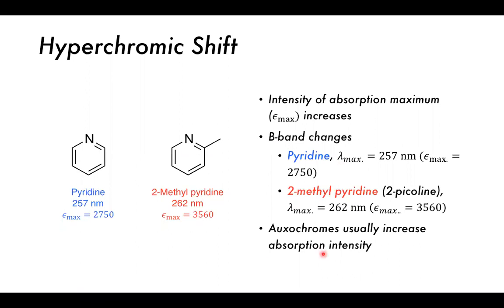Auxochromes usually increase absorption intensity. So those which cause the red shift also cause an increase in the intensity of the absorption maximum. However, it's not always guaranteed that something that can cause a hyperchromic shift can also cause a red shift, a bathochromic shift, in our spectrum.